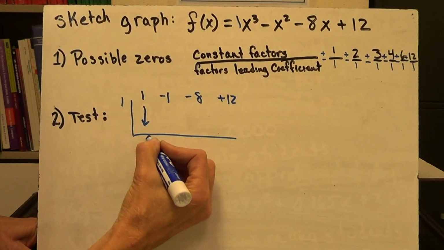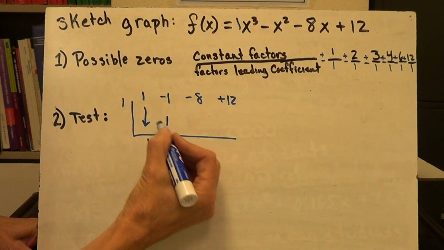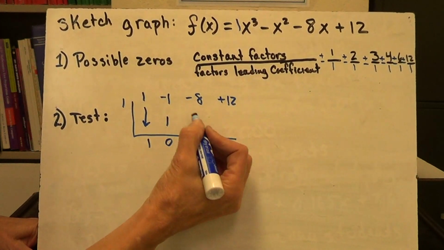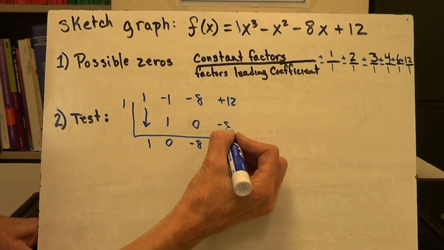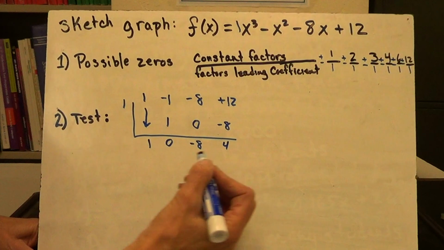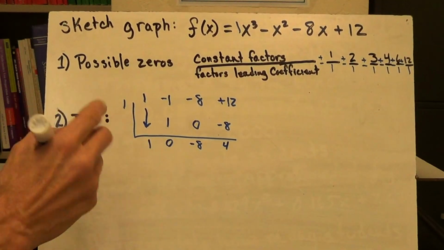Usually 1 or -1, I can typically find a factor on those. So I drop that down. 1 times 1 is 1. Add those, that would be 0. 1 times 0 is 0. Add to -8. 1 times -8 is -8. That equals 4. That one didn't work because I do have a remainder, so that's not a factor.